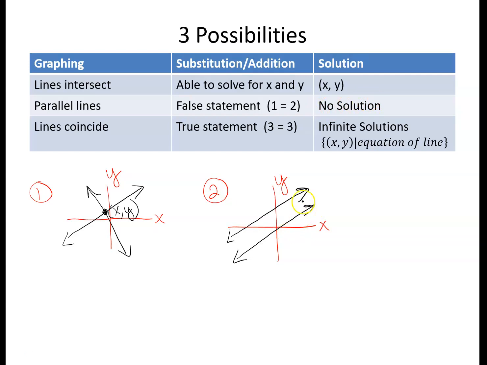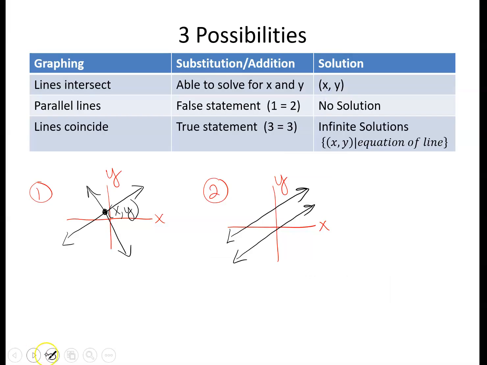Now, we're not going to actually be looking at the graph. So when we're using substitution or addition, the way that we would know our answer is no solution is because we will end up with a false statement. Something like 1 equals 2. You'll have two numbers that are not equal, and that's how we know it will be no solution. The variables will disappear as we go through the solving process.